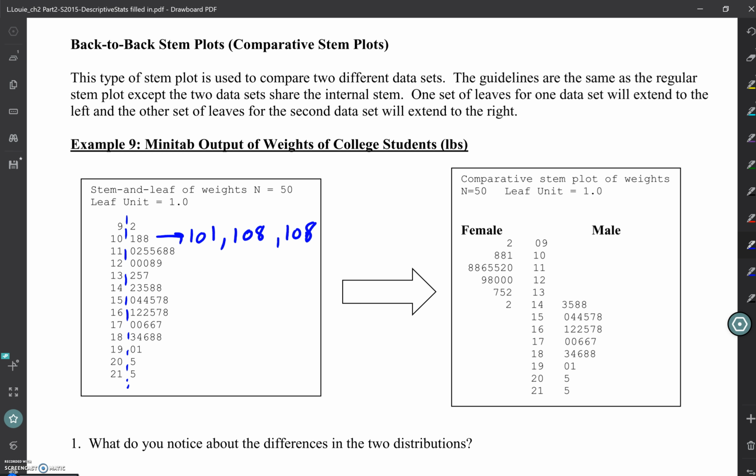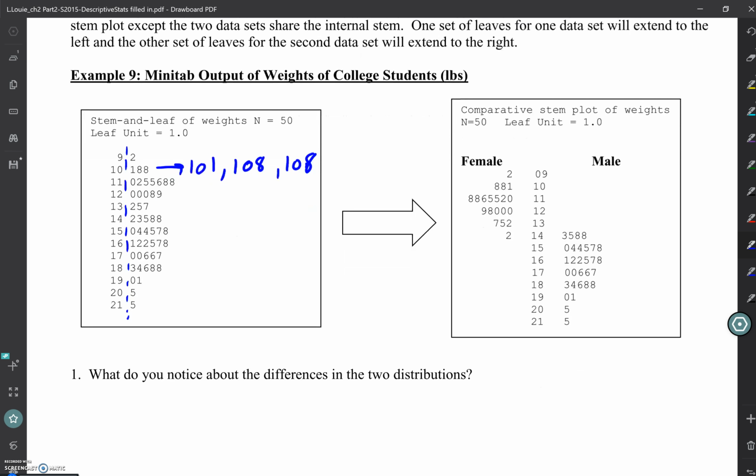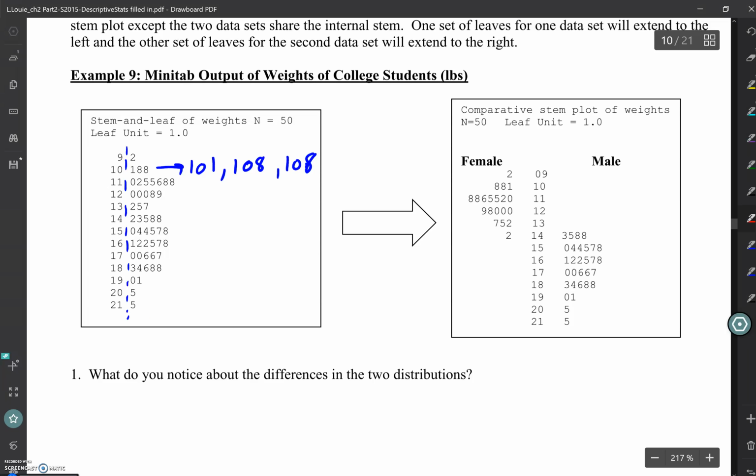But what we really want to do is look at this and ask, what do we notice about the difference between our 2 distributions? We have the 1 with everyone together, and then they split up the weights depending on gender. So they did males and females. If you compare these 2 stem and leaf plots, what do you notice about them? The females seem to be lighter. The men are on the heavier end.